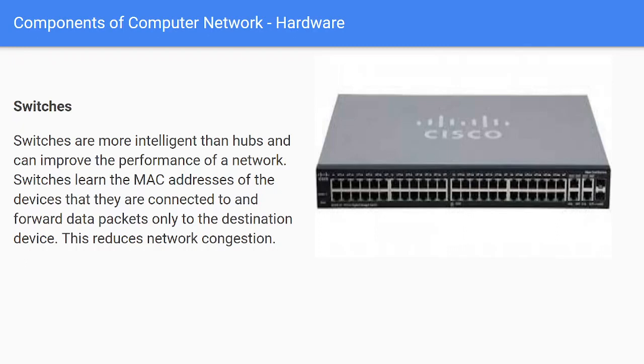Switches can learn the MAC addresses of the devices that are connected to them and forward data packets only to the destination device. When we talked about hubs, we said that a hub will literally broadcast information to everybody. But switches are different. When a device is connected to a switch, the switch will learn the MAC address of the device. We've not talked about MAC address and IP yet. Don't worry, we'll talk about it very soon.